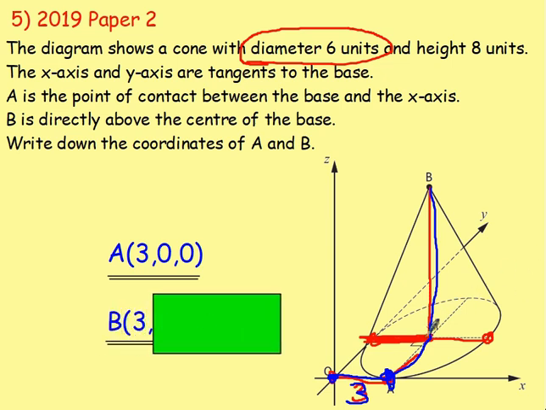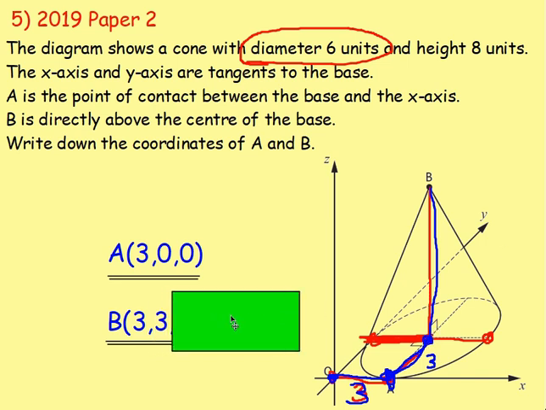We then need to think, how far back do we go? Well, because we're coming along 3 here, and it's a circle at the bottom, to get to that centre, we'd also have to come back 3 this way as well. So we're going along 3 in the x and then back 3 in the y, and that takes us to the centre of that circle. So we'd have 3, 3.